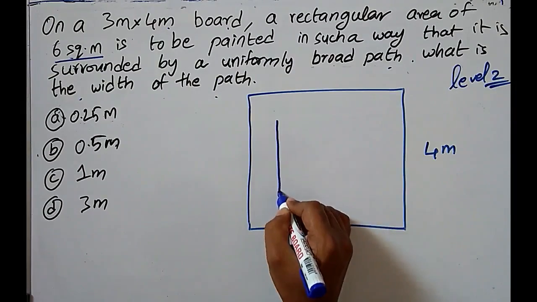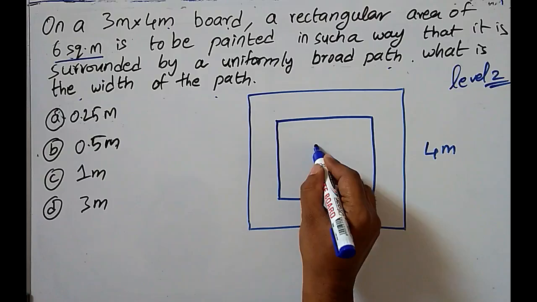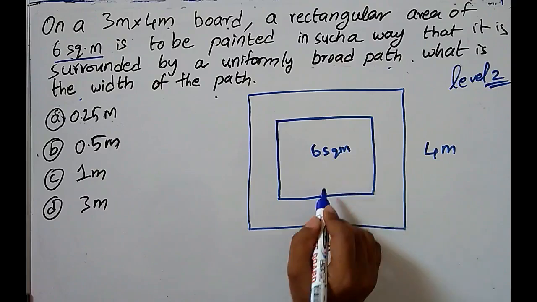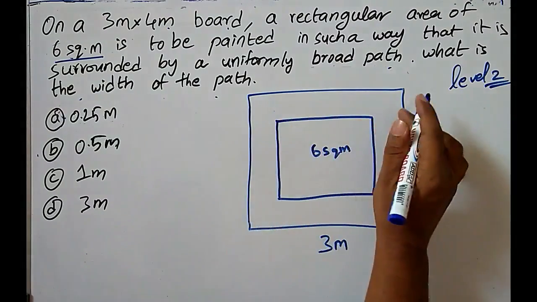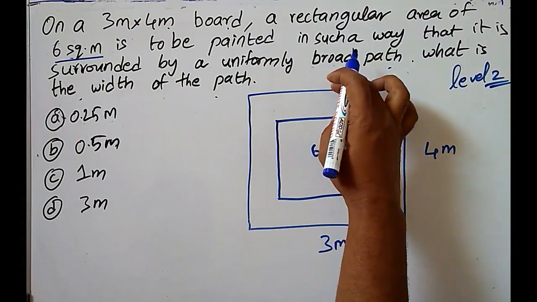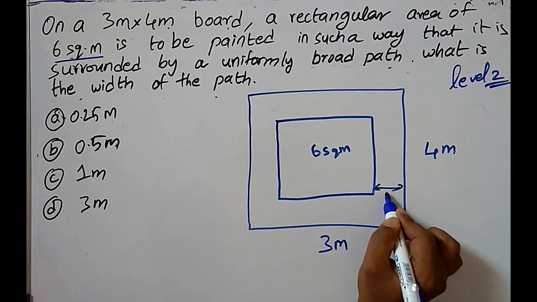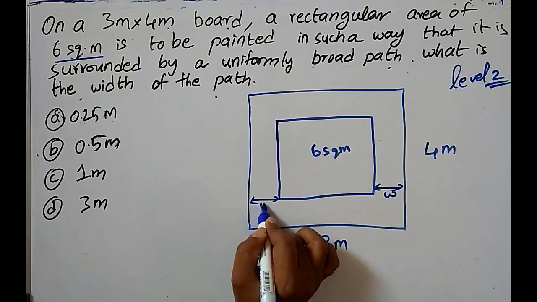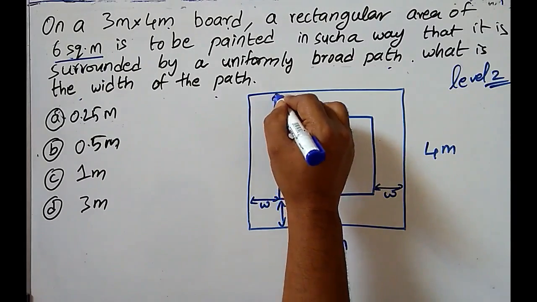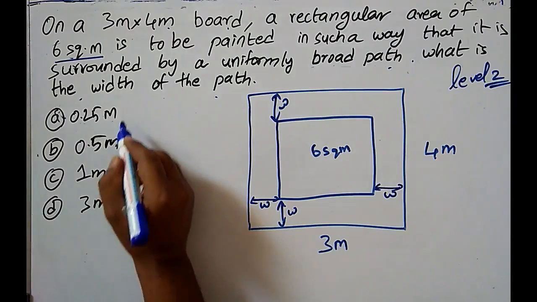We have to paint an area of 6 square meters. After painting this, it should leave an outer space of equal width. Okay friends, this width should be equal. These widths should be equal, friends. So here the options are given.